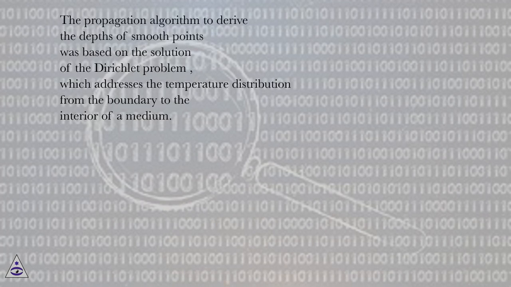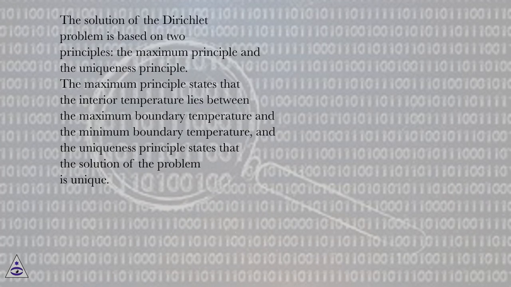The propagation algorithm to derive the depths of smooth points was based on the solution of the Dirichlet problem, which addresses the temperature distribution from the boundary to the interior of a medium. The solution of the Dirichlet problem is based on two principles, the maximum principle and the uniqueness principle. The maximum principle states that the interior temperature lies between the maximum boundary temperature and the minimum boundary temperature, and the uniqueness principle states that the solution of the problem is unique.